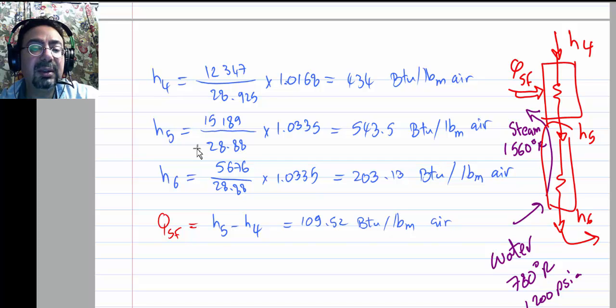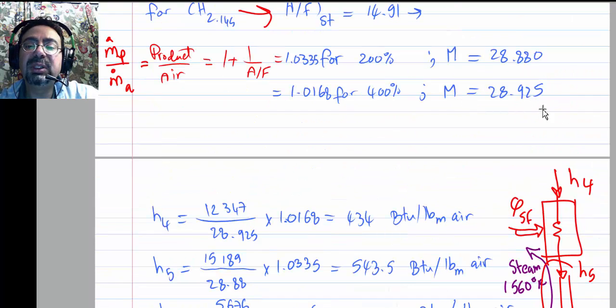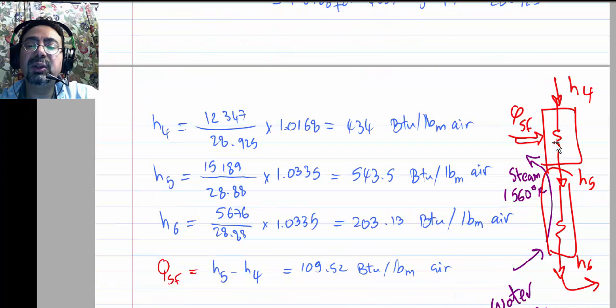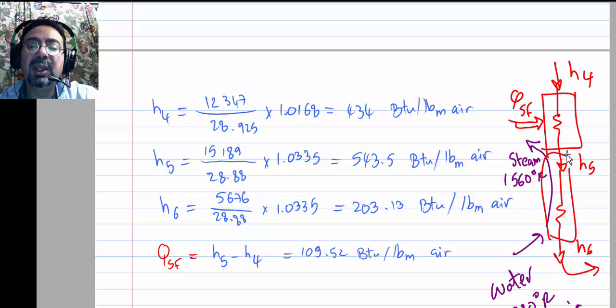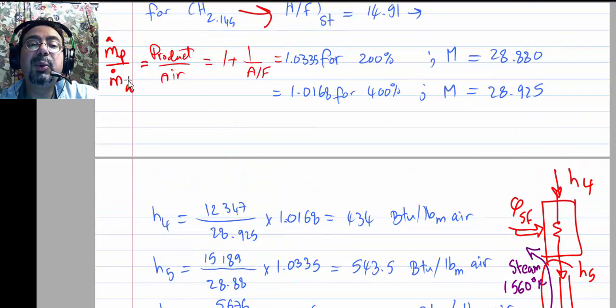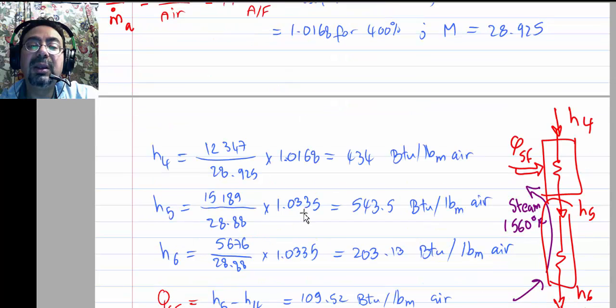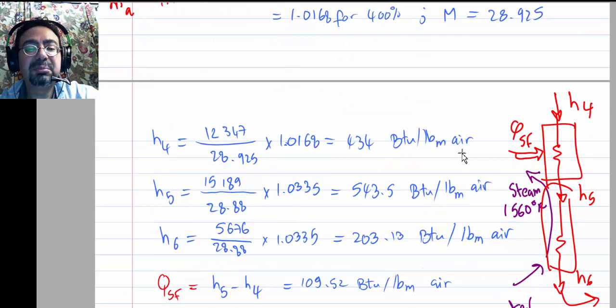Each one of them is divided by the molecular weight, 28.925 or 28.880, depending on whether you are 400% or 200%. Before the supplementary firing, you are 400%. After the supplementary firing, you are 200%. So the mixture molecular weight is different between 4, 5, and 6, right? So we divide the H by the molecular weight. Now it's BTU per pound mass product, and then you multiply by the product to air ratio, right? So now it's BTU per pound air.